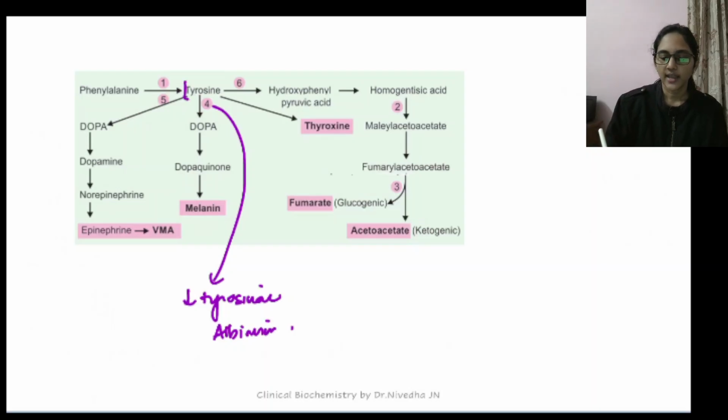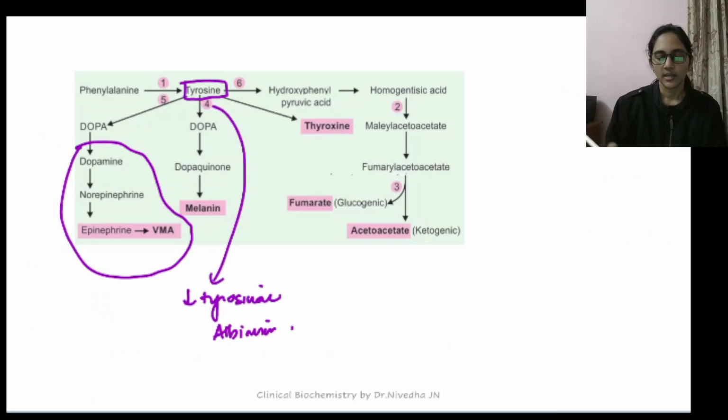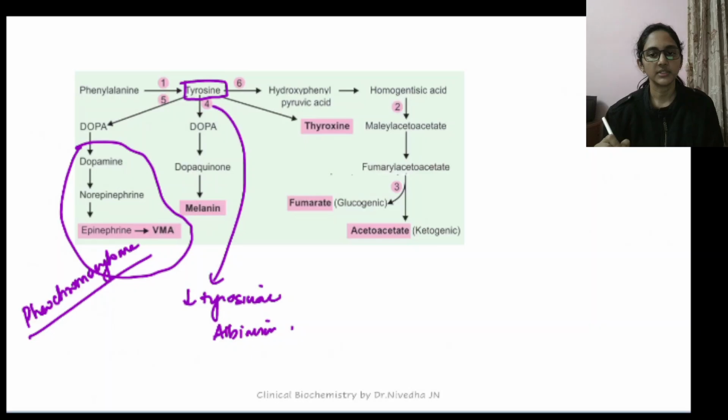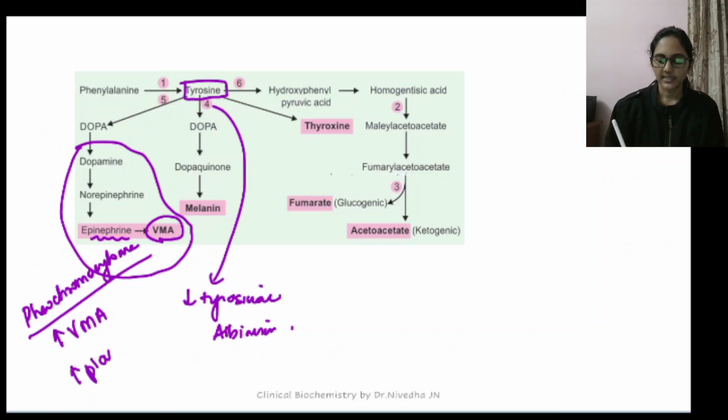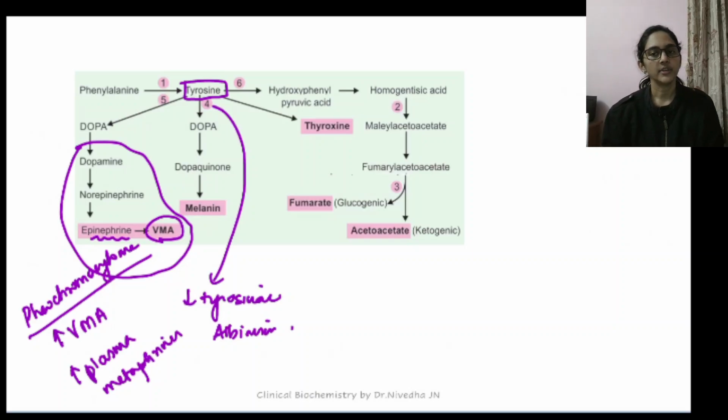And again, tyrosine also gives you what? Catecholamines. It gives you catecholamines, is it not? So elevation of a catecholamine producing tumor is what? It is pheochromocytoma. And what should you remember with this pheochromocytoma? It's a catecholamine producing tumor, and there is increased VMA here. Yes, because the end product of the metabolized product of epinephrine gets broken down to form vanillylmandelic acid. And also you will find increased plasma metanephrine in this case. All right, so this is about your pheochromocytoma.